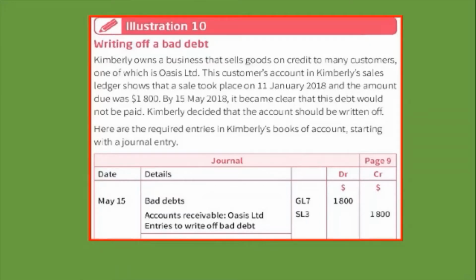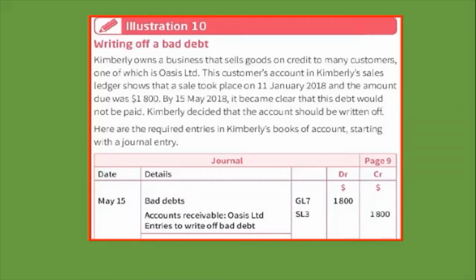Okay? So you cannot say you're going to be optimistic and you're going to have faith that they're going to pay. There's a concept called the prudence concept, which says that you have to write off the debt as soon as you learn that it is bad.